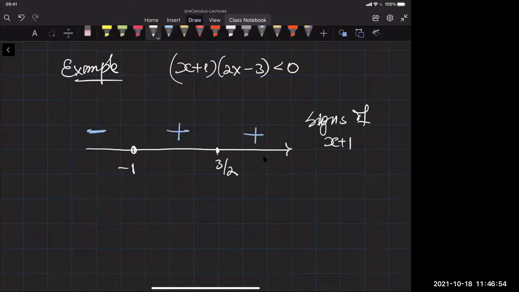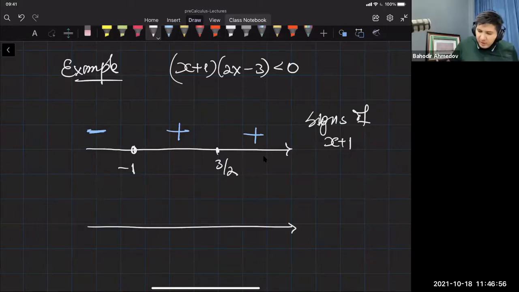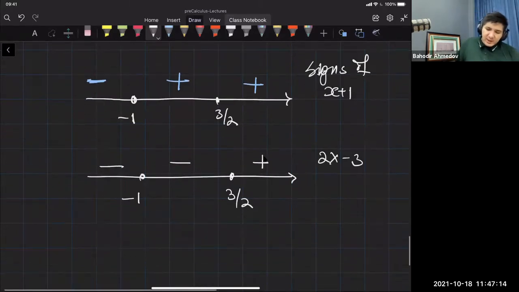Similarly, we have to do the same thing for 2x minus 3. I've got this minus 1, 3 over 2. If x is greater than 3 over 2, for example 4, it becomes plus, then it becomes minus and minus. And the resulting sign is whenever we simply multiply those signs, the resulting sign.